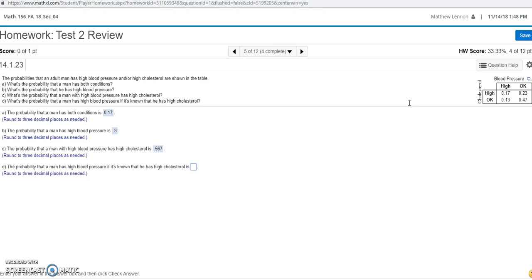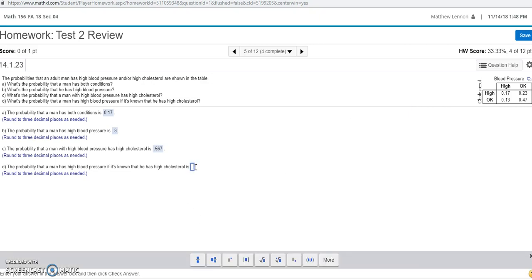Oh, sorry, I made an error there typing it in. So 0.17 divided by 0.17 plus 0.23, and that will give you 0.425. So we can enter 0.425.